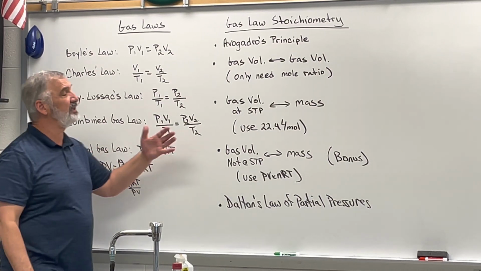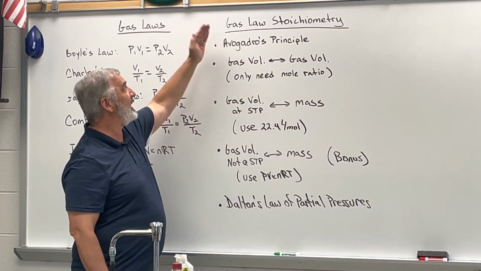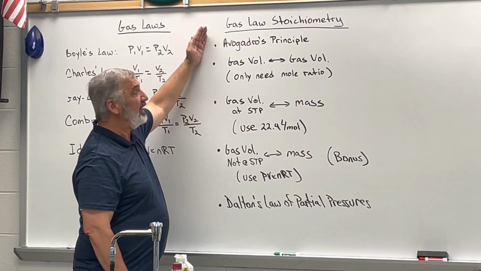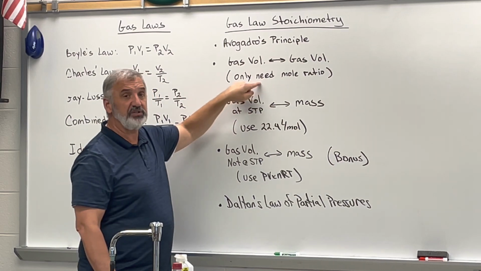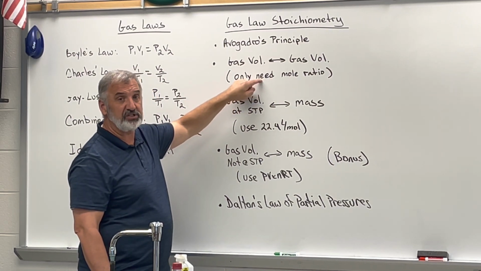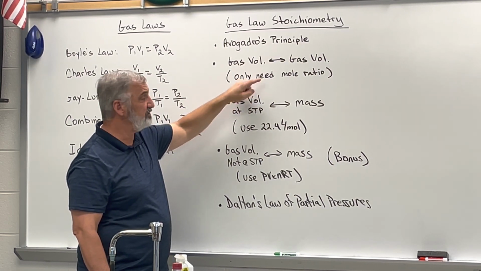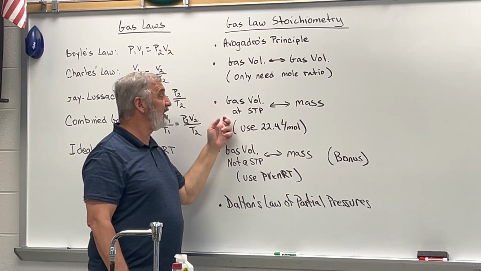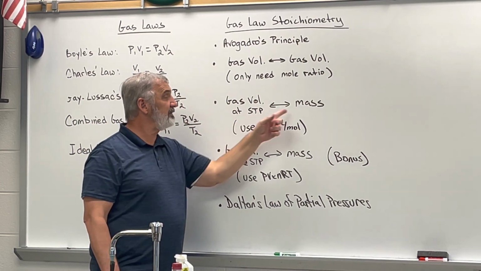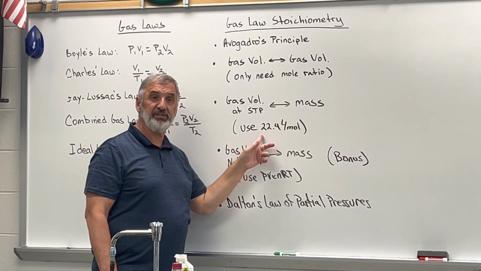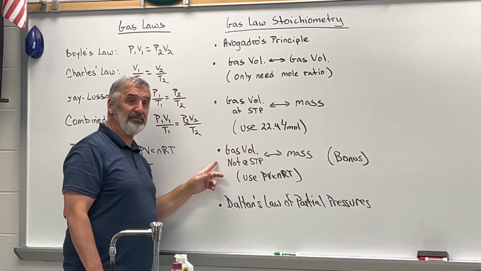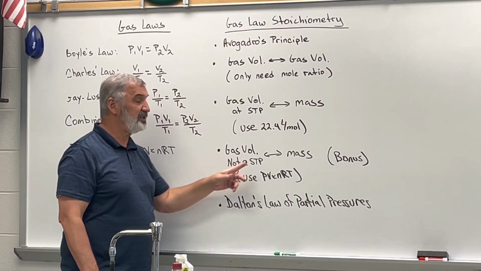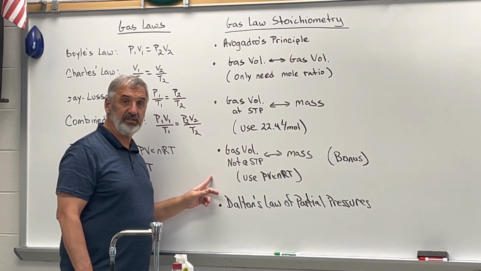Then we started talking just last week about gas law stoichiometry. With gas volume to gas volume, they're the simplest ones. You only need the mole ratio in order to be able to solve, and we'll do some more practice with those. Then we were working on these. Whenever we have gas volume at STP, remember that's when we're going to use the 22.4. And then at the very end of today, I'm going to go over this type of problem, but this is going to be a bonus on your test.